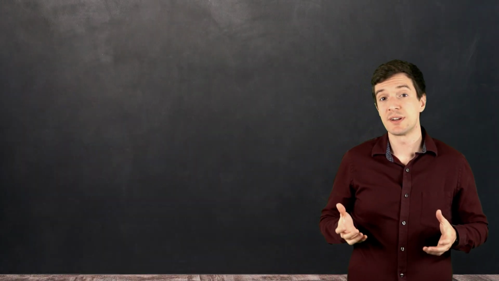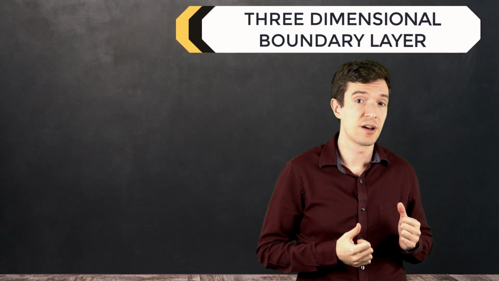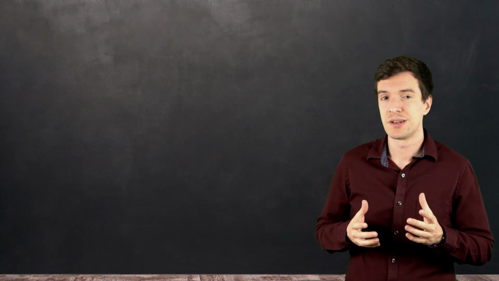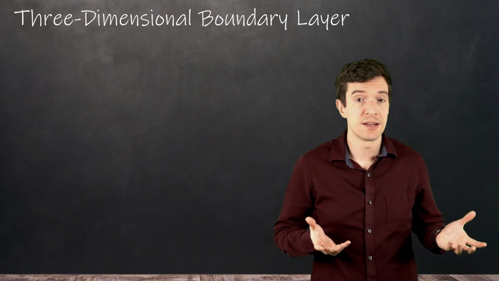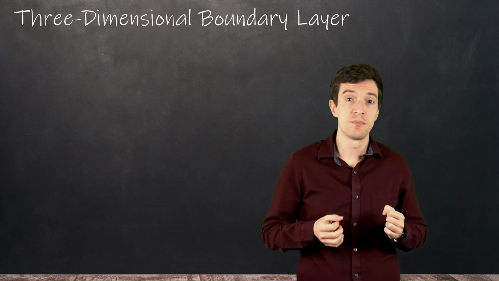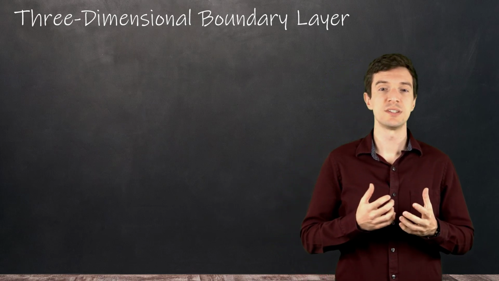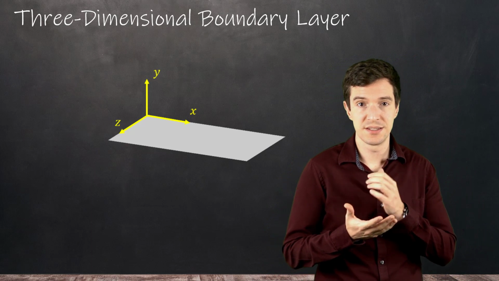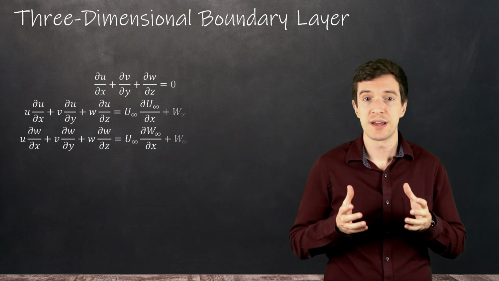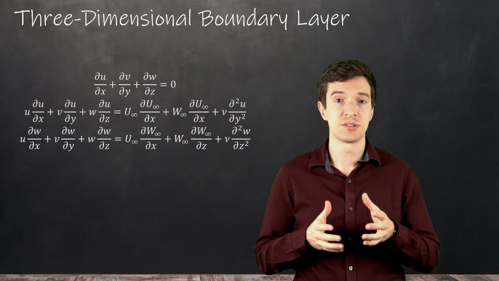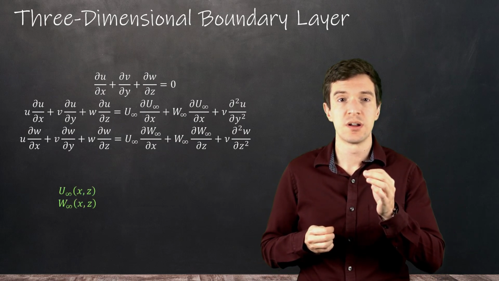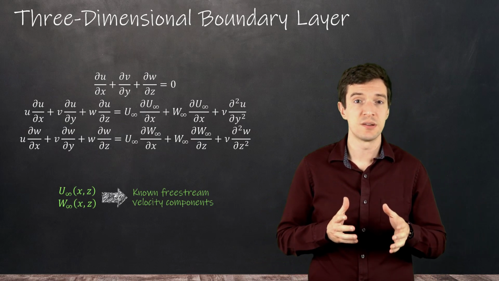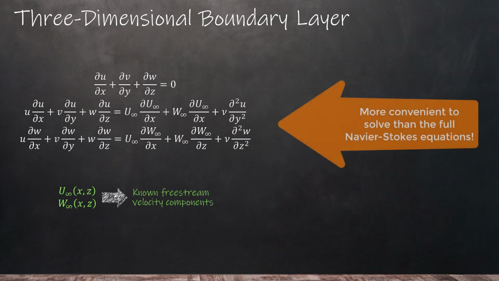The boundary layer equations that we have seen so far deal with two-dimensional flows. But we can also extend our analysis to three-dimensional boundary layers. Consider a plate aligned with the xz plane. We can write the 3D boundary layer equations in this form, where u infinity and w infinity are known free stream velocity components.